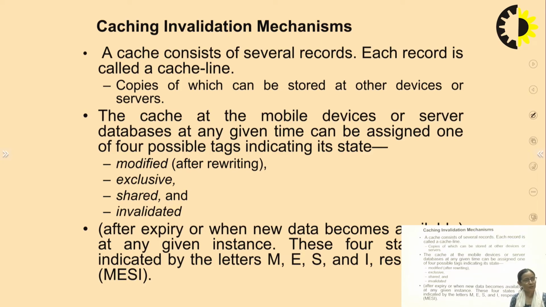The very first one is the modified state. That is, when we write something, we change it, and we change the state of the cache line to modified. It may be exclusive, shared, or it may be invalidated, after expiry or when new data becomes available at any given instance. These 4 states are pronounced as MESI: modified, exclusive, shared, invalidated.